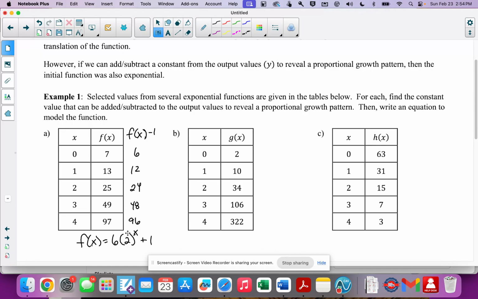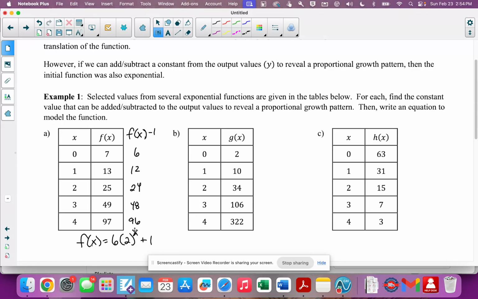And if you substitute in your x values, or your input values, you're going to get this actual pattern. 2 to the 0 is 1, 6 plus 1 is 7, 2 to the first is 2, 12 plus 1 is 13. It does actually work.